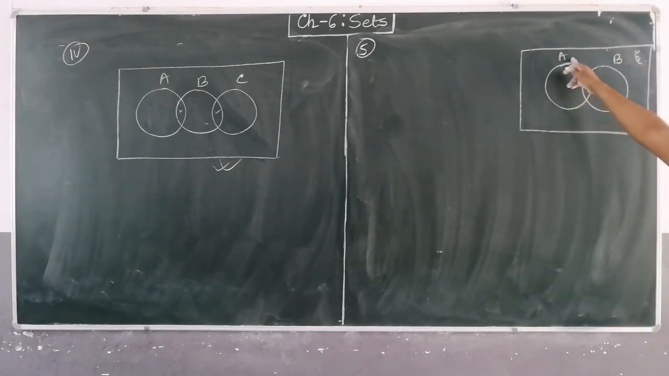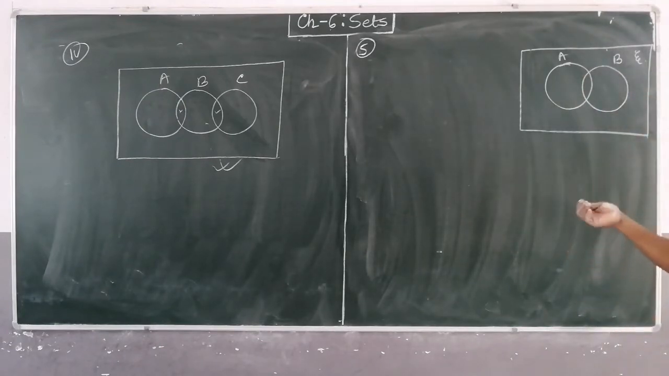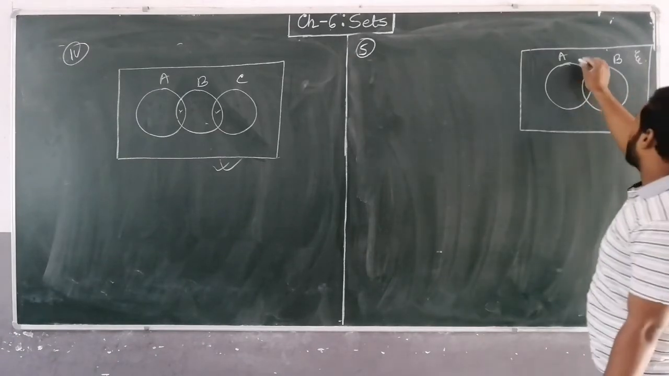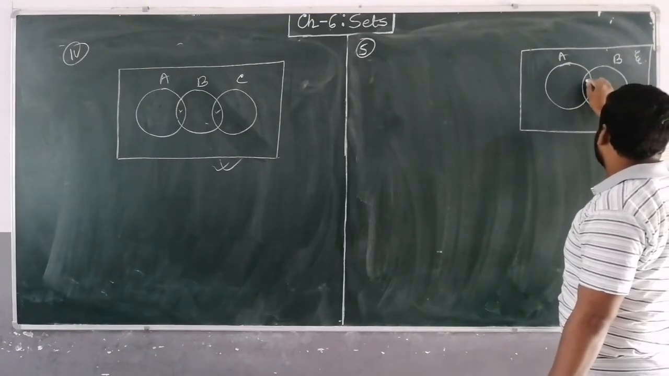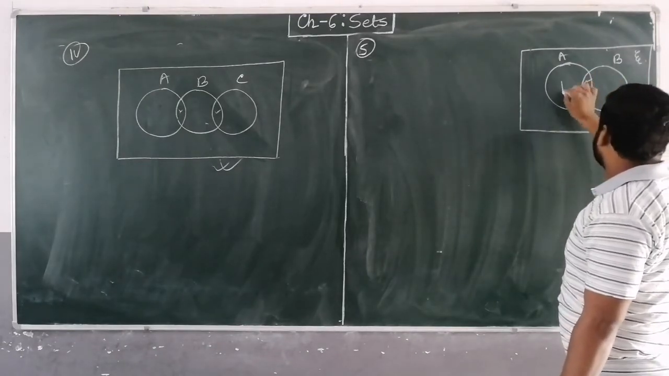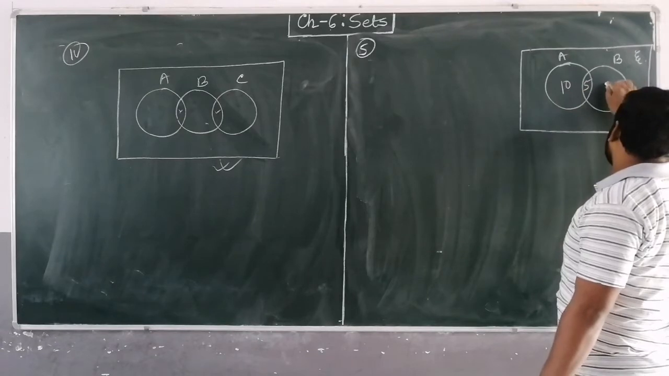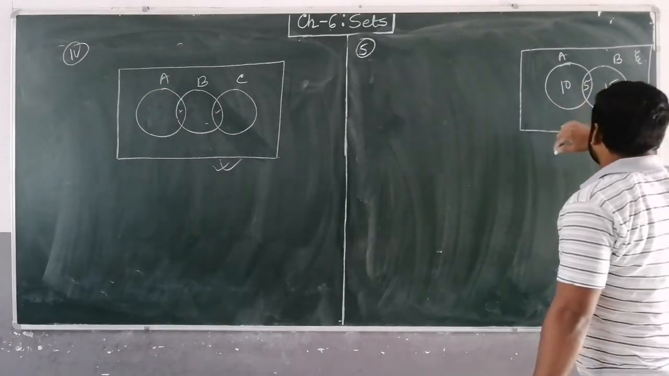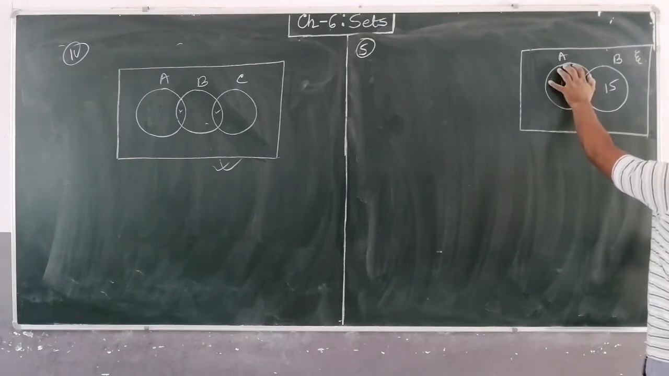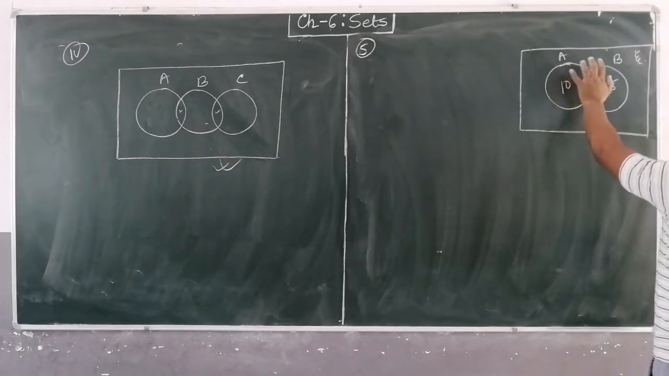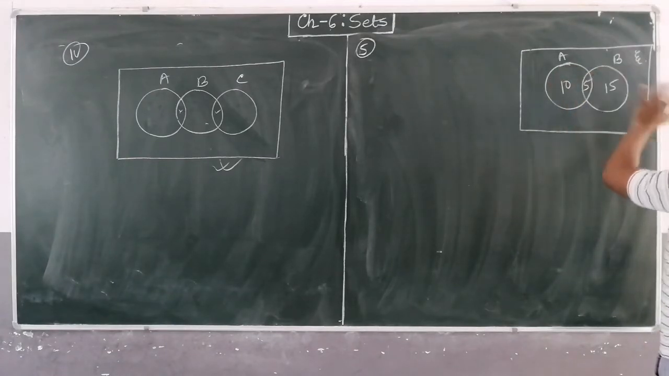You can randomly choose A equals 1, 2, 3, 4, 5, 6, B equals 5, 6, 7, 8, 9, 10. You can choose, then also you can do that. By this method, suppose the cardinality of A only is 10, A intersection B is 5, and B only is 15. It means cardinality of total A is 15 and cardinality of total B is 20.